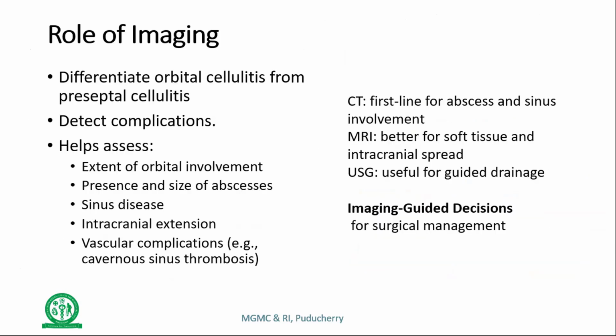Now, what is the role of imaging? Imaging is very important as it is going to help us differentiate orbital cellulitis from preseptal cellulitis. Not only that, it is going to help us to detect the complications, to assess the severity of the disease, as I told you. So the extent of involvement, the size and the location of the abscess, the coexisting sinus disease, and the intracranial extension can be identified by this.